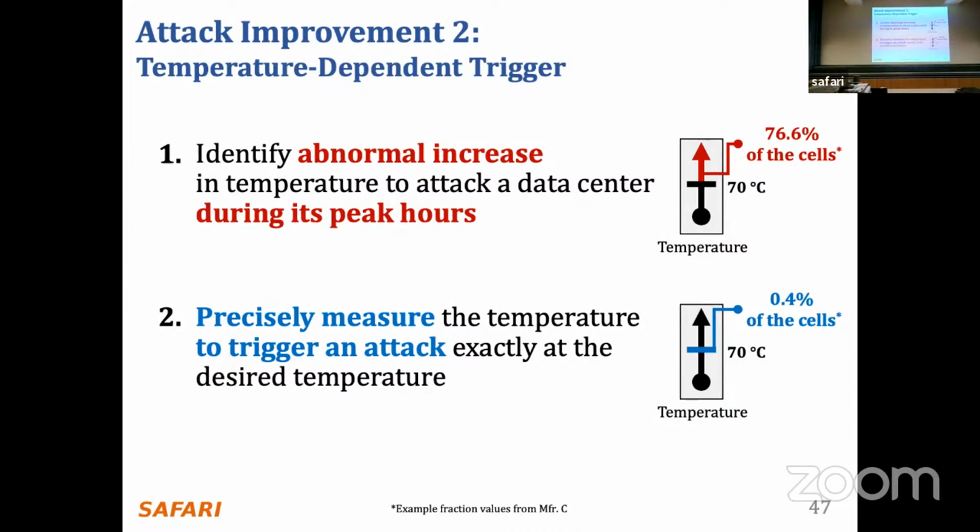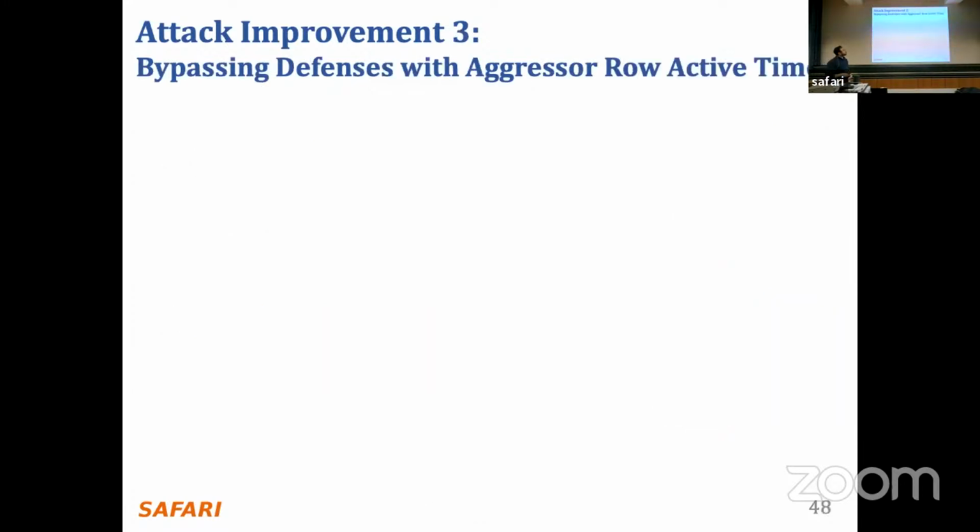And we can also precisely measure the temperature to trigger an attack exactly at the desired temperature, because we observed some cells were vulnerable to RowHammer at some particular temperatures. Let's say, this is a number that I borrowed from manufacturer C's data, I think it was Hynix. So 0.4% of the cells exhibit RowHammer bit flips only at 70 degrees Celsius, right? So if you see a bit flip on those cells, then it means that your temperature is 70 degrees Celsius. You can identify that precisely.